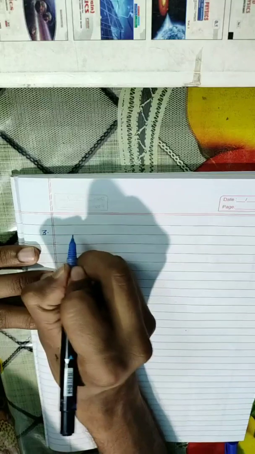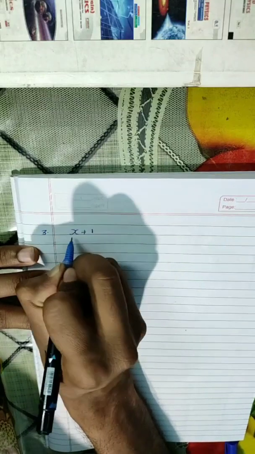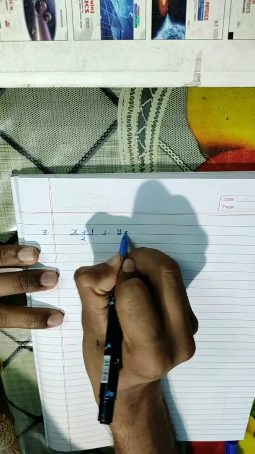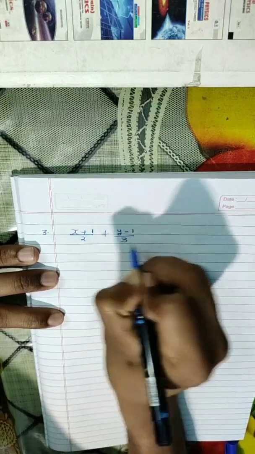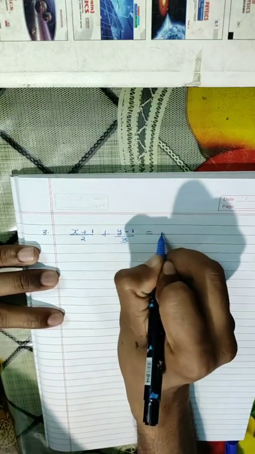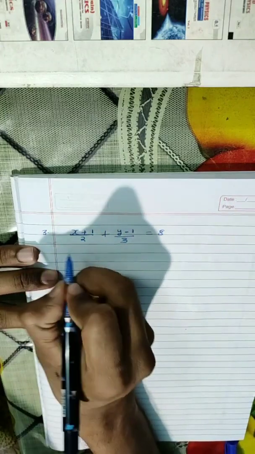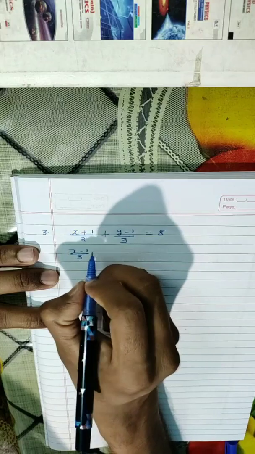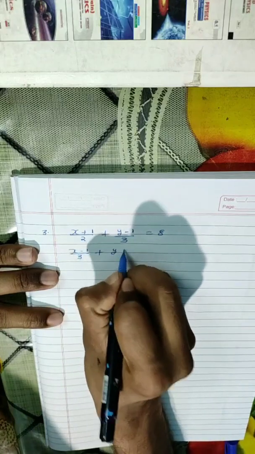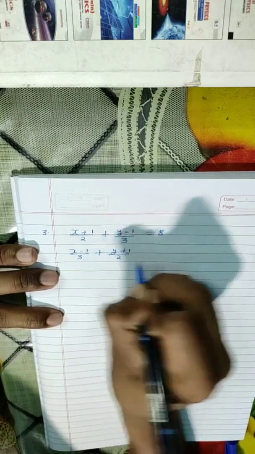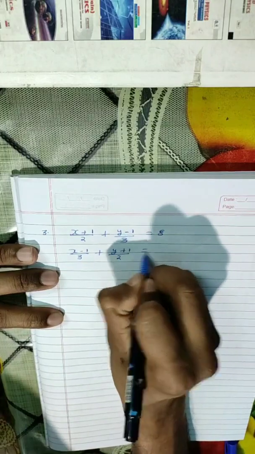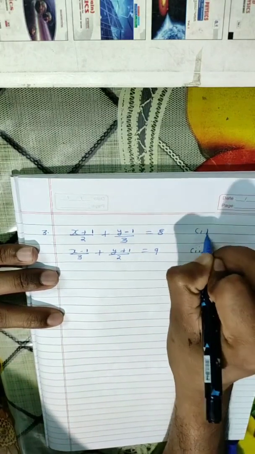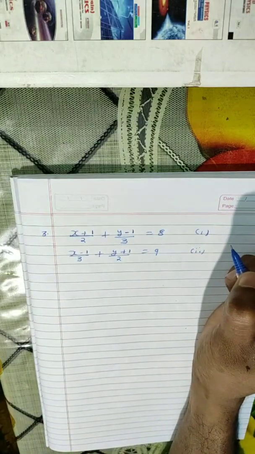In the third question, the given equations are (x + 1)/2 + (y - 1)/3 = 8, and the second equation is (x - 1)/3 + (y + 1)/2 = 9. So I have the two equations and I have to find the solution of these two equations by substitution method.